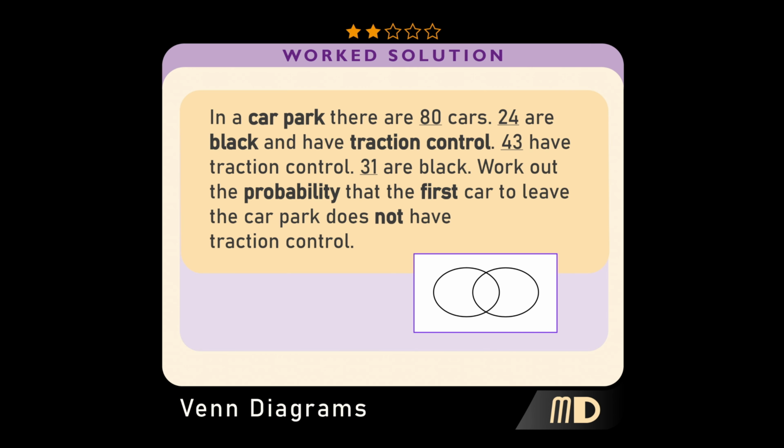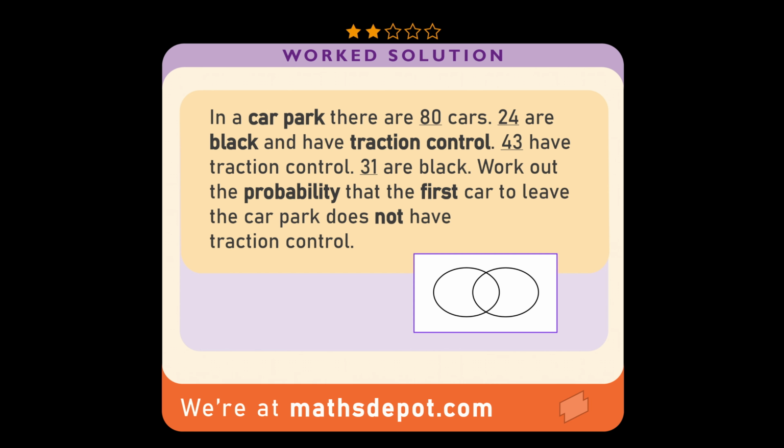Now in this video, we're going to answer the following question. In a car park, there are 80 cars. 24 of those cars are black and have traction control. 43 have just traction control. And 31 are black. Work out the probability that the first car to leave the car park does not have traction control.